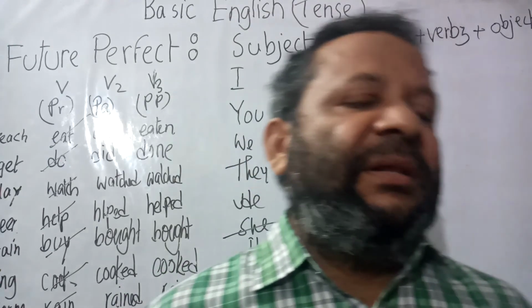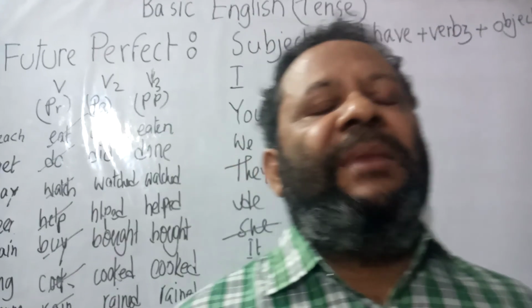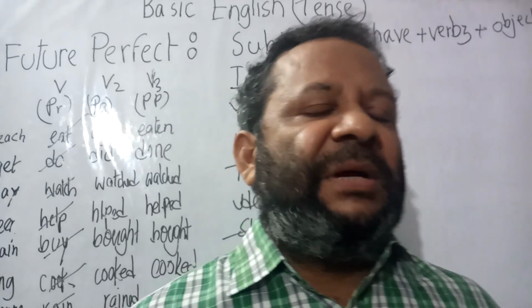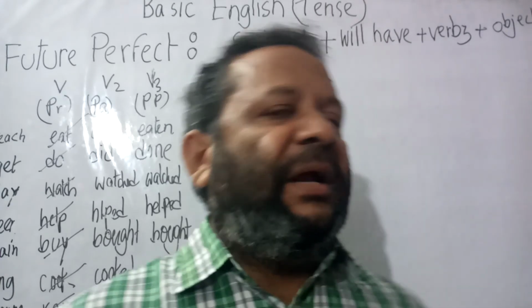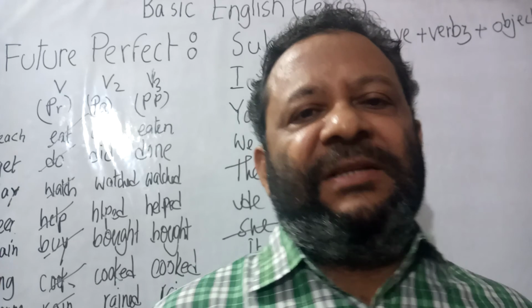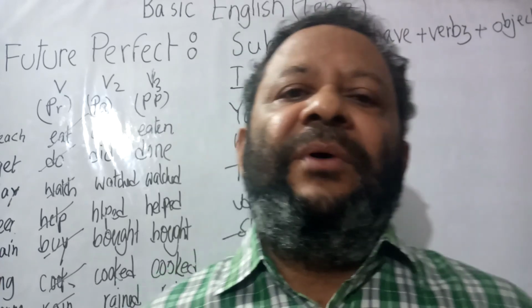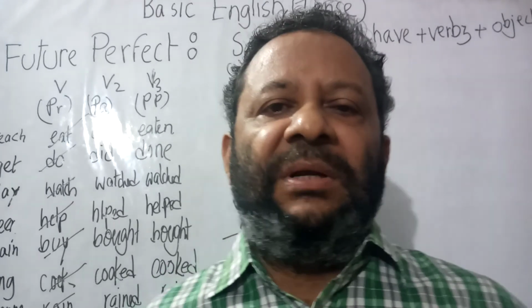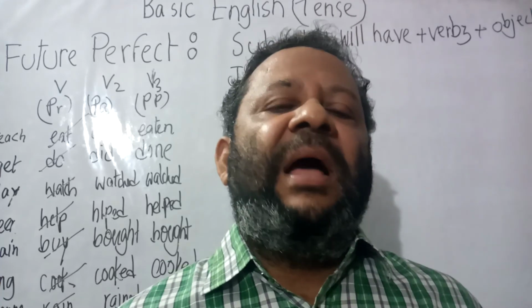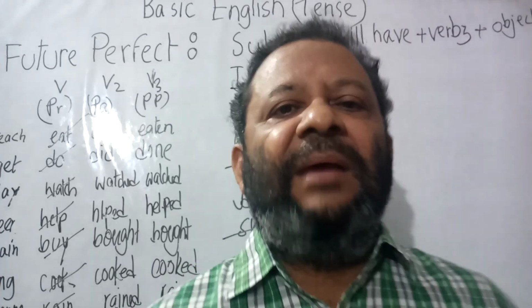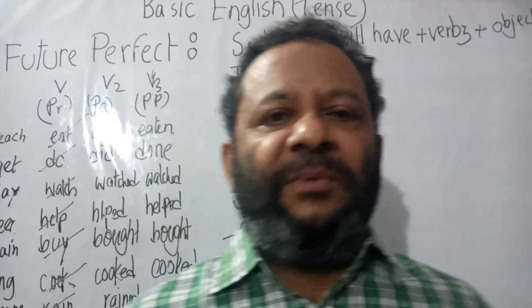And in the previous classes I discussed that verb 3 is the past participle form, and at the time of making sentences by using the structure, when I pronounce verb 3, you are requested to understand that I am actually telling about the past participle form.